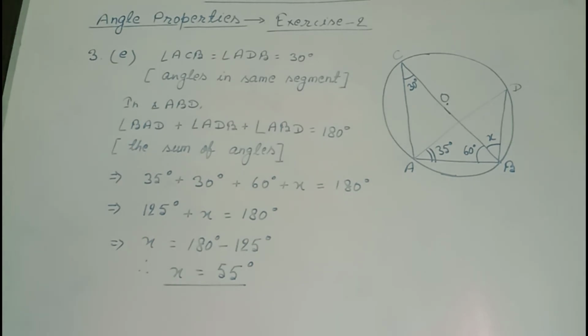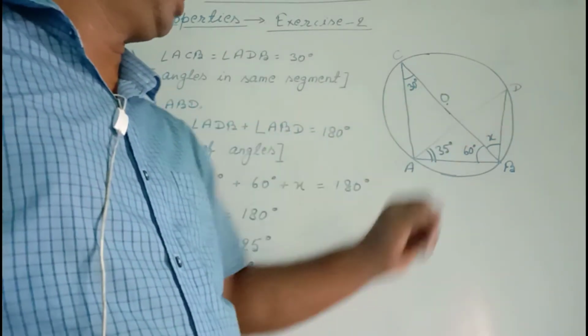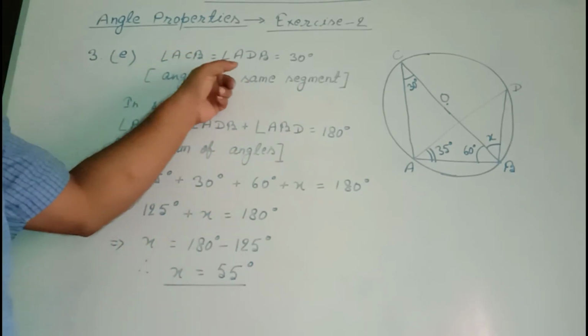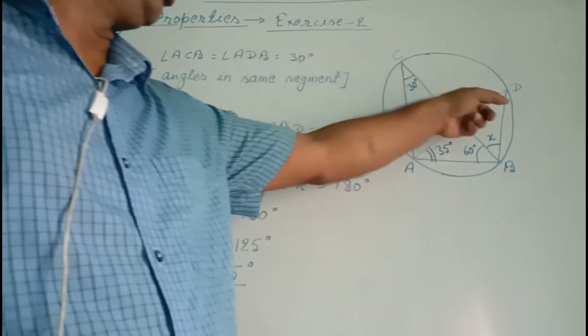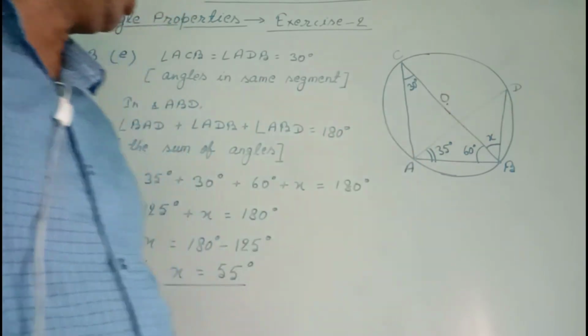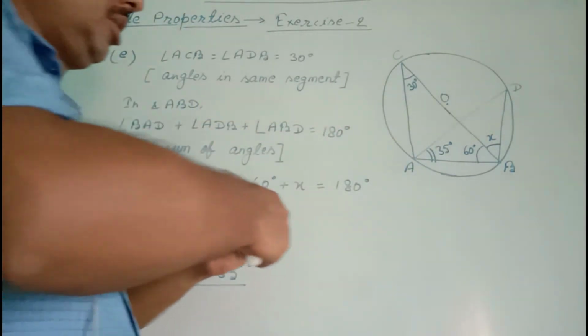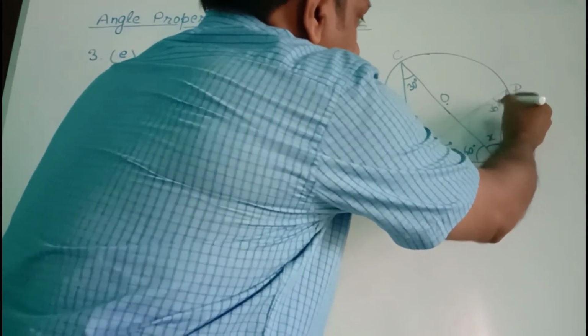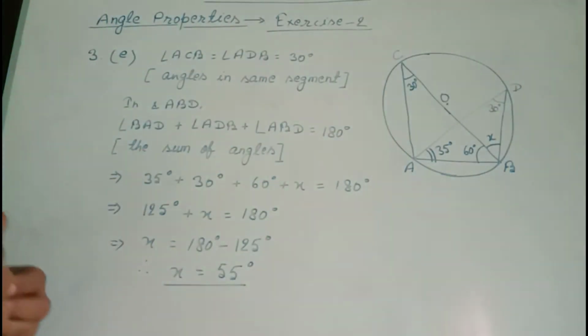For that, I have written that these two angles are equal because they are angles in the same segment. For that, angle ACB equals angle ADB equals 30 degrees. Angles in the same segment. So angles in the same segment are equal. So I wrote here, angles in the same segment.